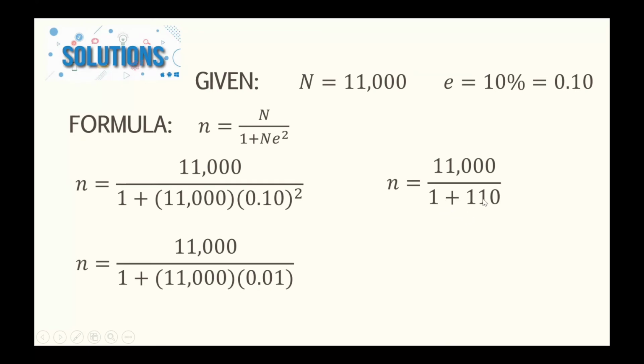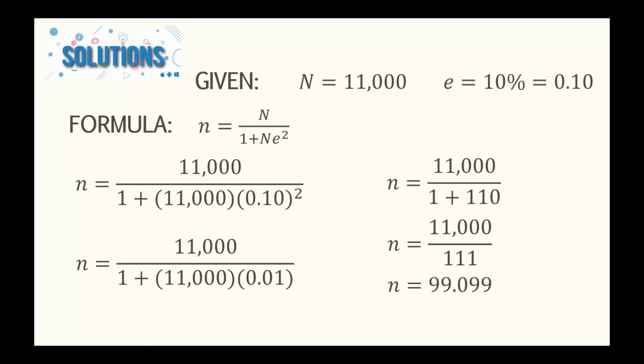Next is to add 110 and 1. That is 111. Then copy the numerator. And that's the time that you're going to divide 11,000 by 111. In your calculator, that is approximately 99.099.